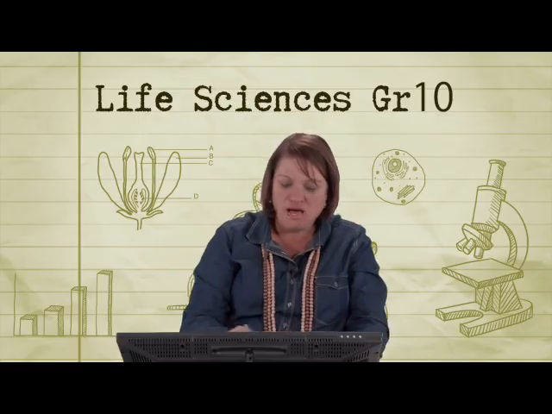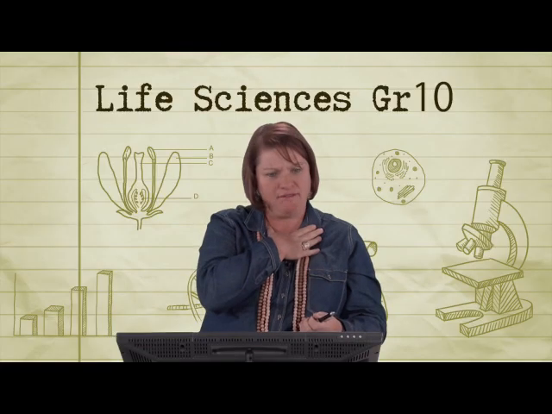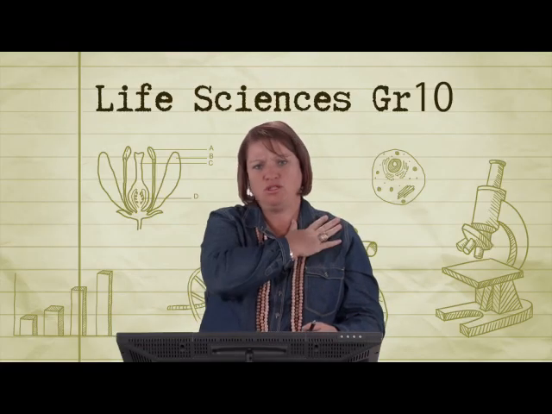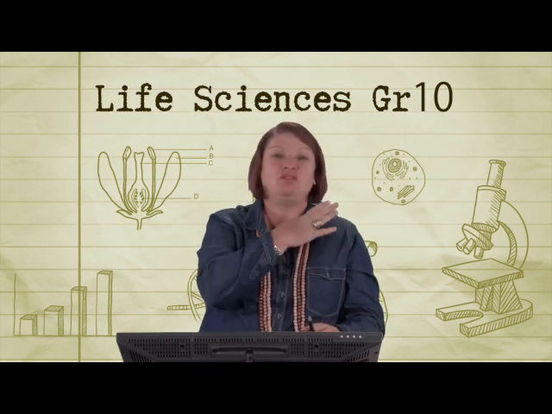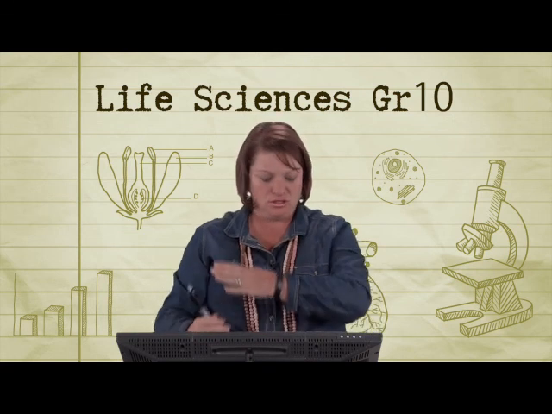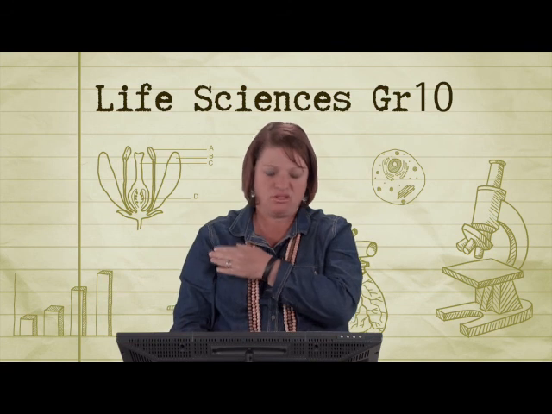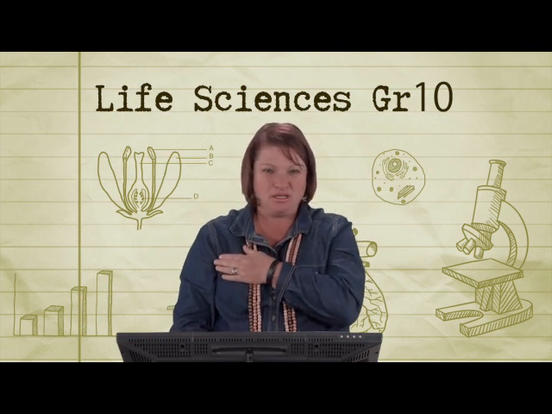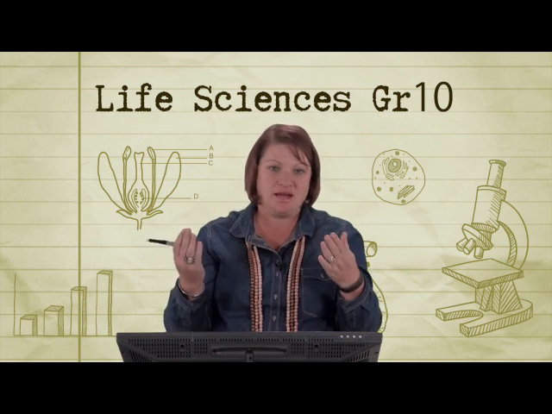Now it says, how do you think this condition can be corrected? Now I need you to think. It's over here, it's your clavicle. Am I going to put plaster of Paris over here? No. What do I need to do? The bone needs to heal. So what I need to do is keep my arm steady. Okay, so I'm going to maybe strap it so that I can't move it. While I can't move it, then I'm not going to hurt it.